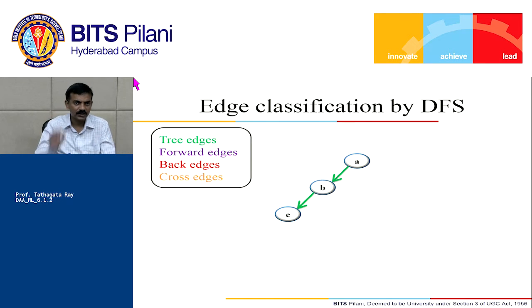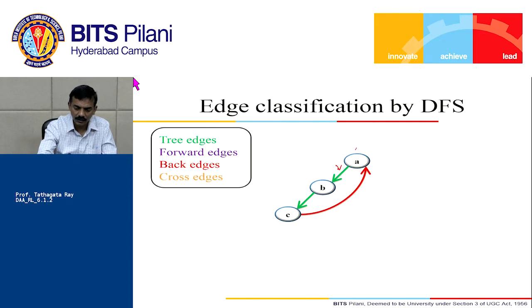So, A was discovered, followed by B. So from A, you went to B, and then from B, you went to C. Okay. And then what you did, let's say, if you notice that in my original graph, there is an edge. So these edges which we are drawing in green, these edges are part of my depth first search tree.